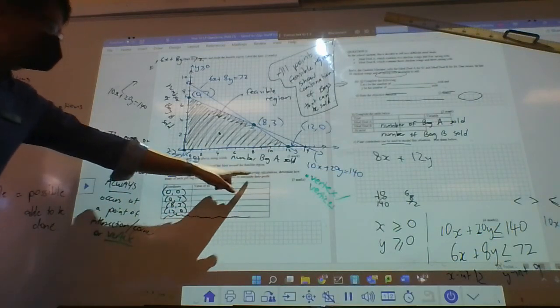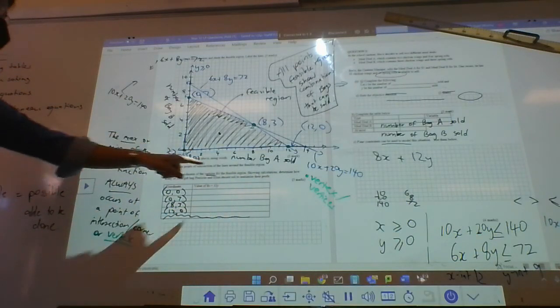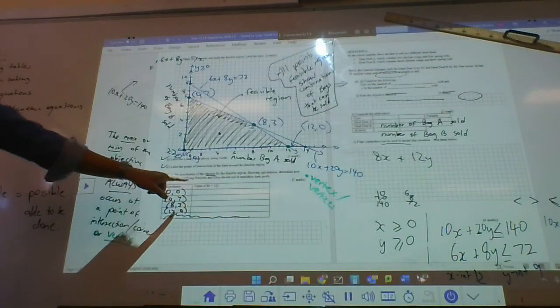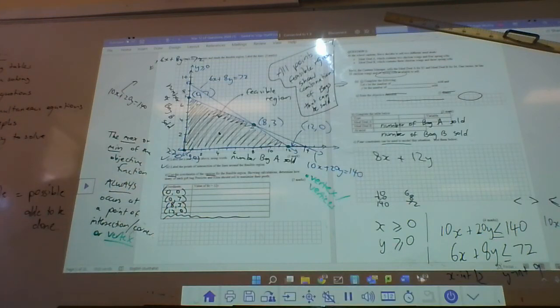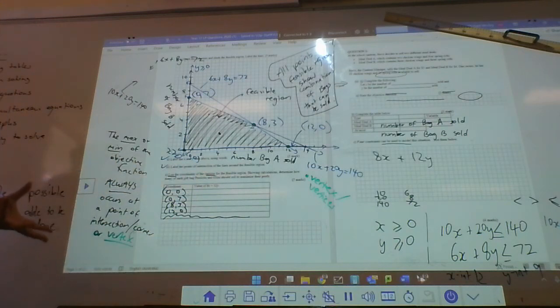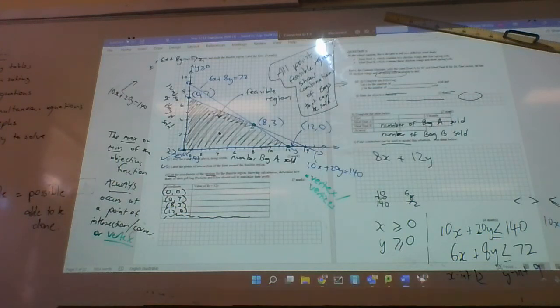The next part of the question says, Joaquin, can you read the showing calculations bit? Showing calculations, determine how many of each gift bag Precious and Eliza should sell to maximize their profit. Cool. Now, what does this table hint at us that we need to calculate? The value of 8x plus 12y. Why do we need to calculate the value of 8x plus 12y? That's the income, isn't it? That's how much money they make.